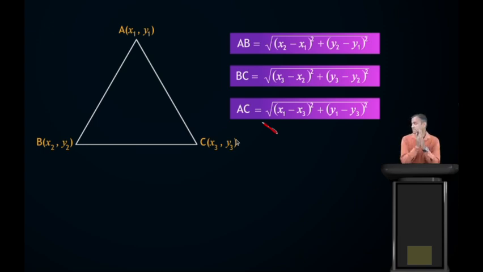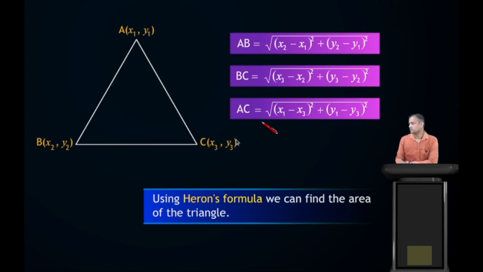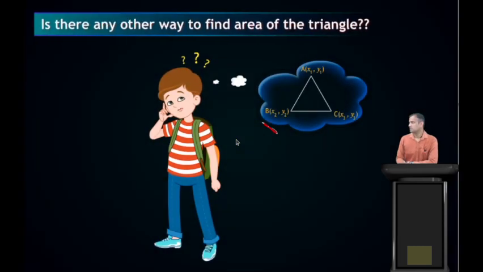And by using this we can find the area of the triangle by using Heron's formula, isn't it? Using Heron's formula we can find the area of the triangle. But I think it will take too much time. Is there any other way to find the area of a triangle? Because it is time consuming and also very complicated. So I think there is some other way to find the area of a triangle.